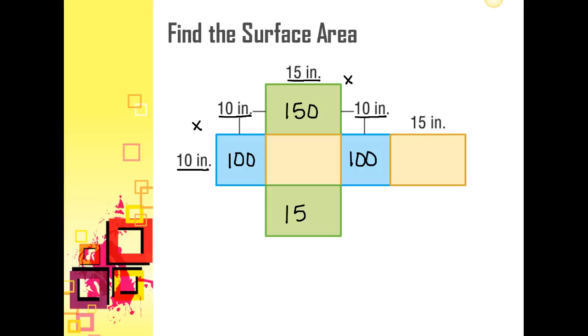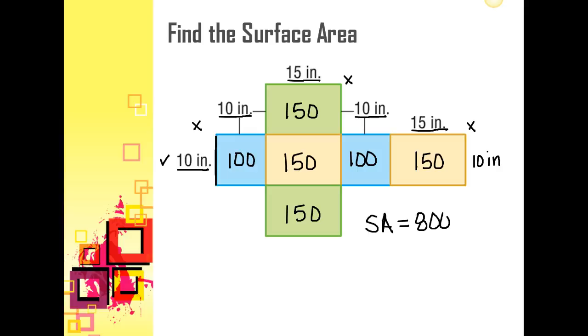Next, let's calculate the area of the top and the bottom. We can see that one side of the rectangle is 15 inches, and if we look to the other end of the figure, we see the second dimension is 10 inches. Both the top and the bottom also have an area of 150 inches squared. To find the total surface area of the figure, we can now add all the areas of the individual rectangles. When we do this, we find the surface area is 800 inches squared.